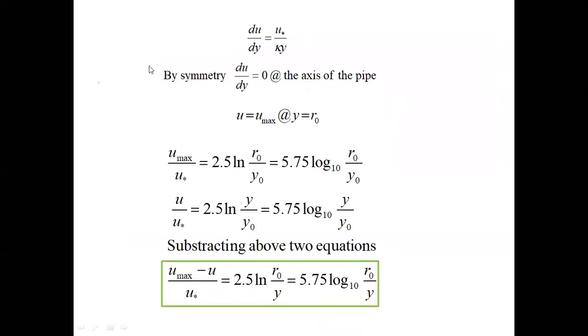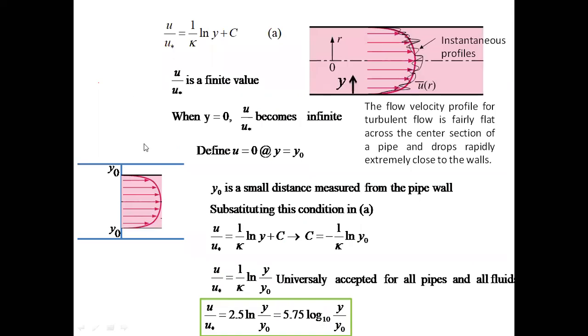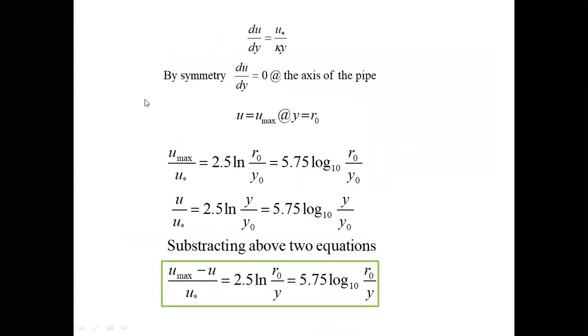Right. Then we know that in the previous equation we have the y naught term, right? Because we don't know exactly what the value is. But then we can modify the equation. We will see that in the next slide.